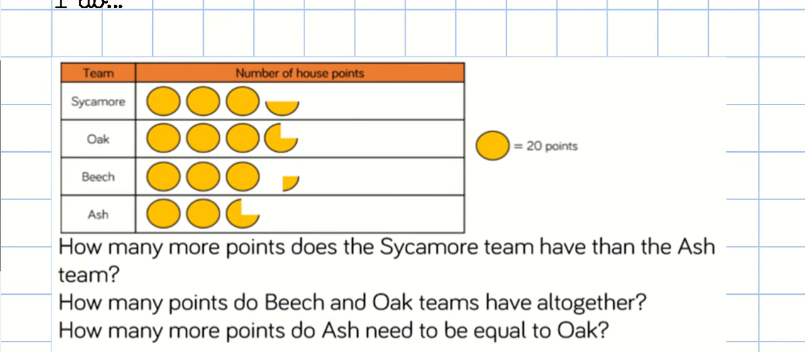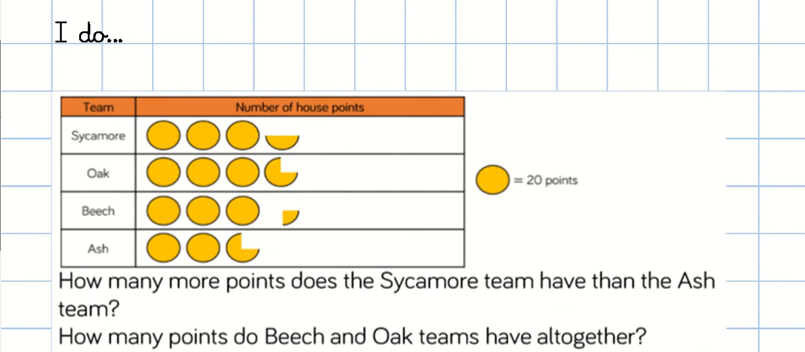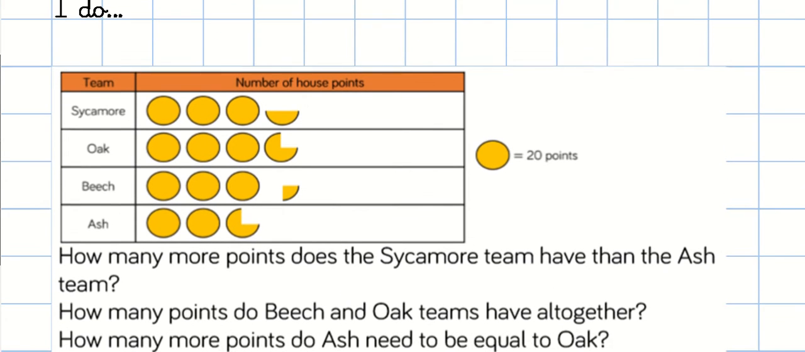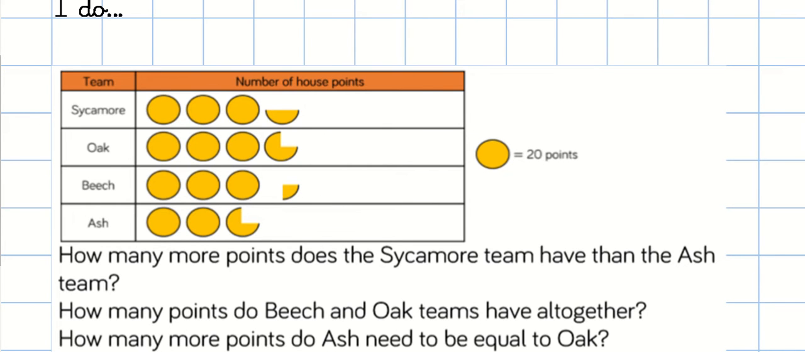Here I have a pictogram, and I need to use this pictogram to answer the questions. My first question is, how many more points does the Sycamore team have than Ash? To begin with, I'm going to work out how many points each team has. I know that a circle equals 20 points. Sycamore has 3 whole circles, so 20, 40, 60. Sycamore also has half a circle. I know half of 20 is, that's right, 10. So 60 add 10 equals 70.